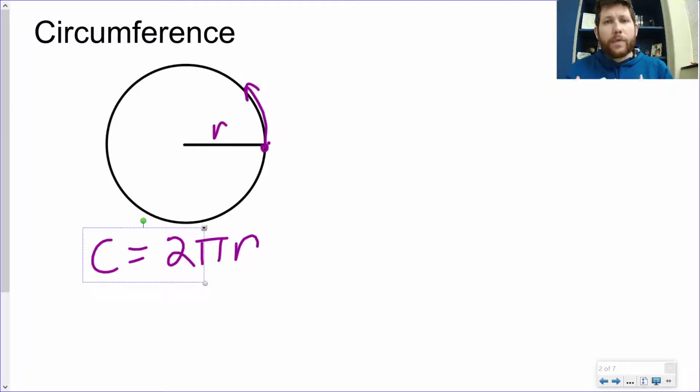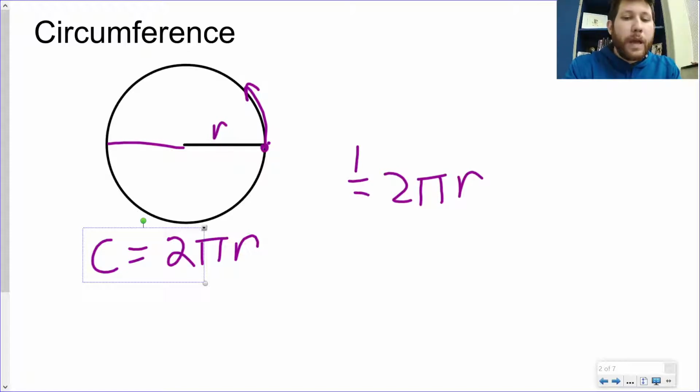Now, notice, this works well if we want the whole circle, but here's the question that arc length poses. What if I just want part of the circle? What if, say, I just want half the circle? How would I go ahead and solve that? Well, I would probably take 2 pi r and just multiply it by 1/2, right? Because I'm dealing with 1/2 of the circle.